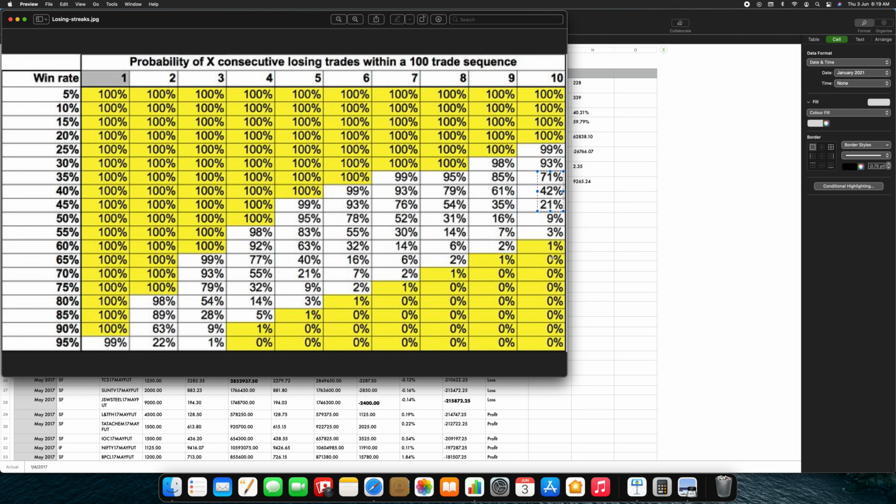So say, for example, here we have a system with 65% accuracy that has a 1% chance of having 9 losing trades and a 0% chance of losing 10 trades. We can be sure only here that if I hit a career average of 65%, I will never lose 10 consecutive trades, and consequently I can bet as high as 10% of the total risk capital.